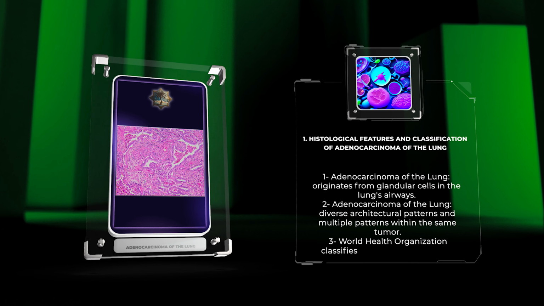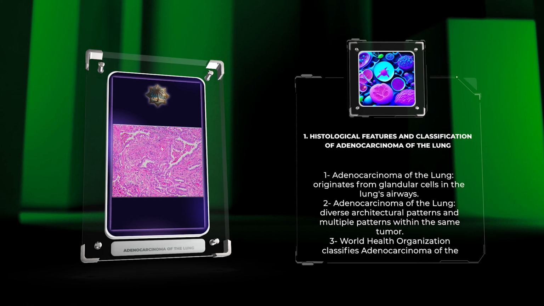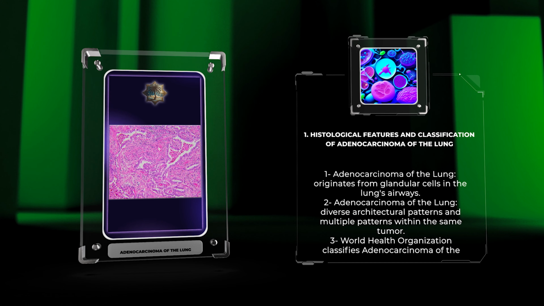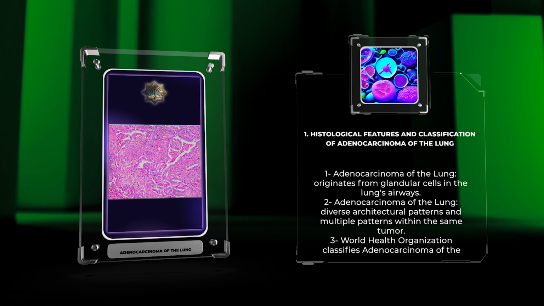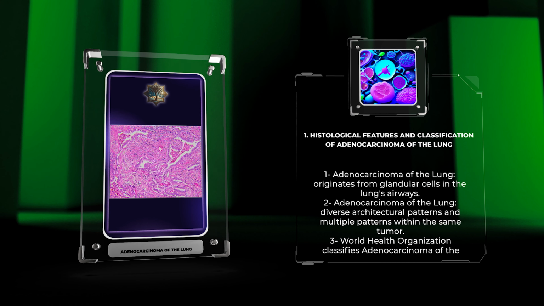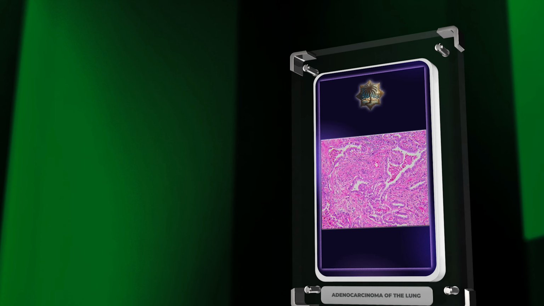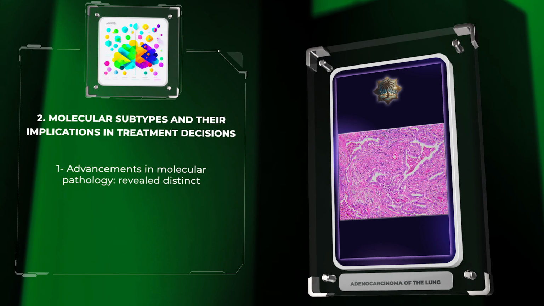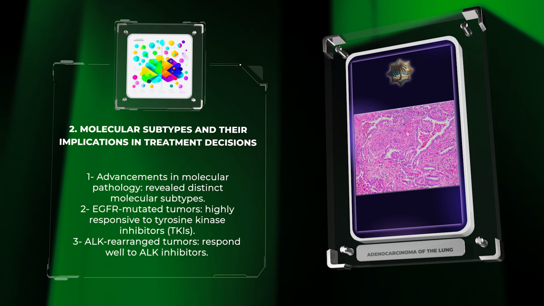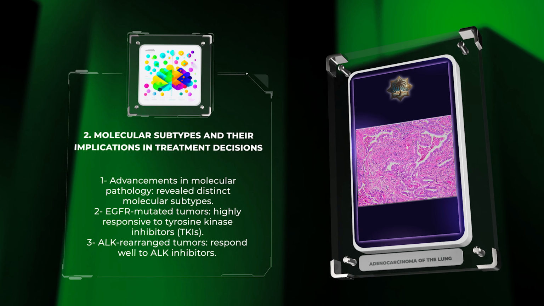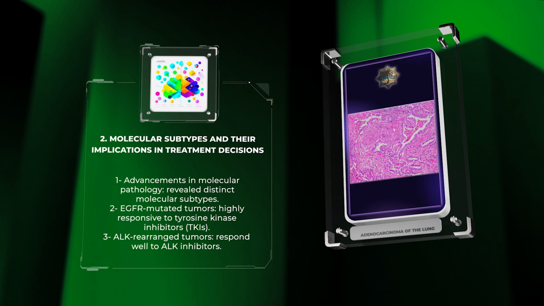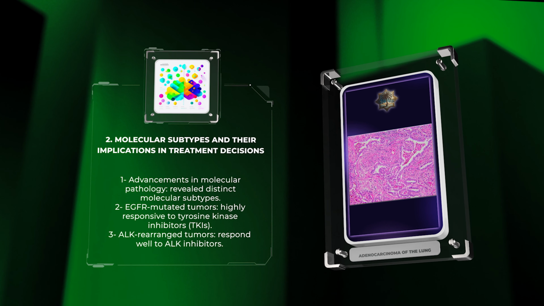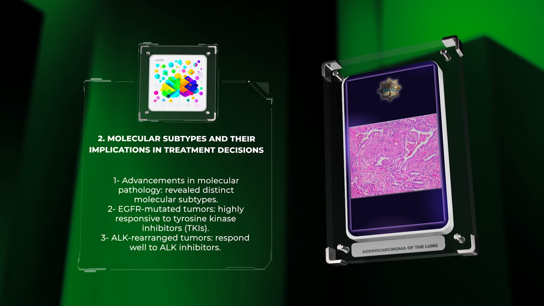It demonstrates diverse architectural patterns and can have multiple patterns within the same tumor. The World Health Organization classifies it into different categories based on histological patterns, aiding in prognosis and treatment decisions. Advancements in molecular pathology have revealed distinct molecular subtypes of adenocarcinoma with significant implications on treatment decisions. These subtypes include KRAS mutations, EGFR mutations, ALK rearrangements, ROS1 rearrangements, and others.